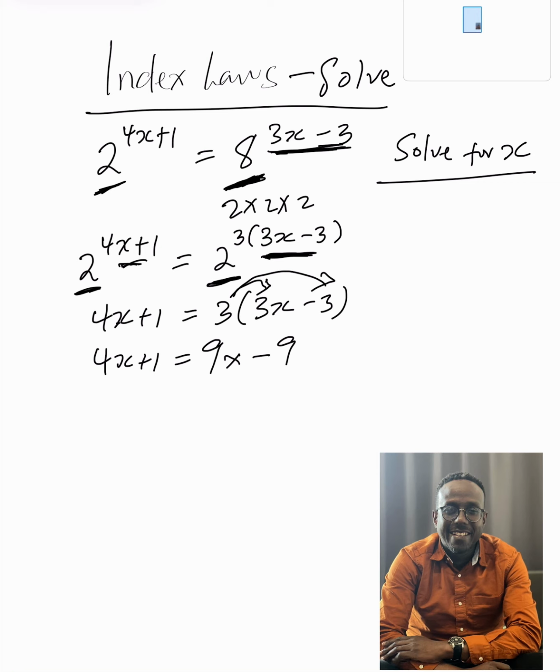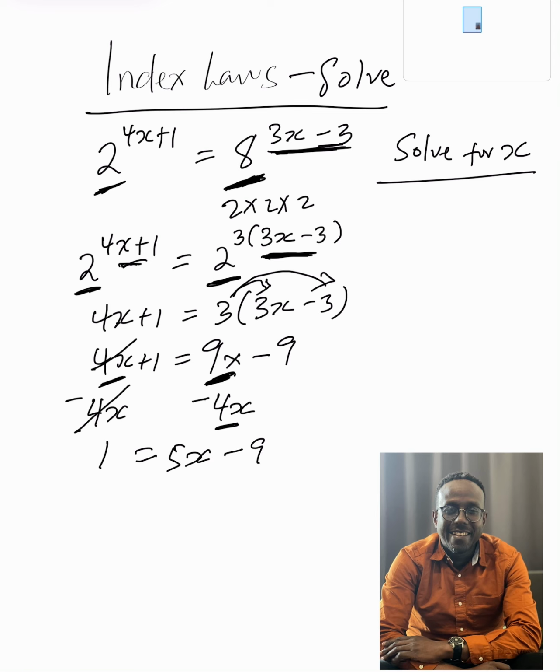Now, what I usually do, I want to bring the smaller term that has x towards the bigger one, because this is 4x, this is 9x, such that we can easily subtract them off. So what I do, I subtract 4x on the left-hand side. Whatever you do to the left, you do to the right. And I subtract 4x on the right-hand side. Now, this one cancels out. On the left-hand side, I'm left with 1. On the right-hand side, 9x minus 4x gives us 5x.